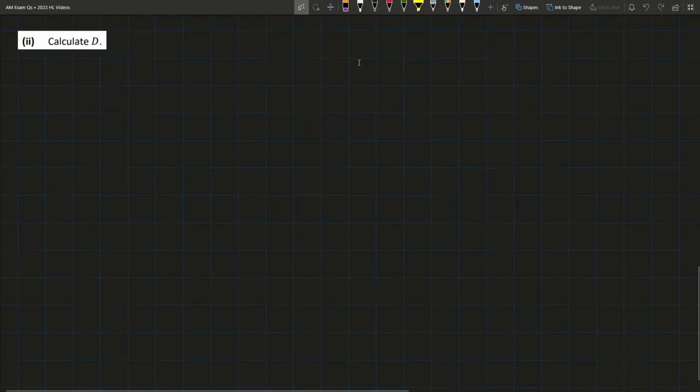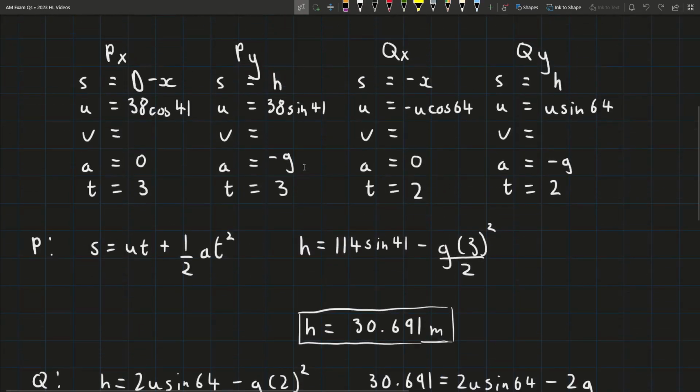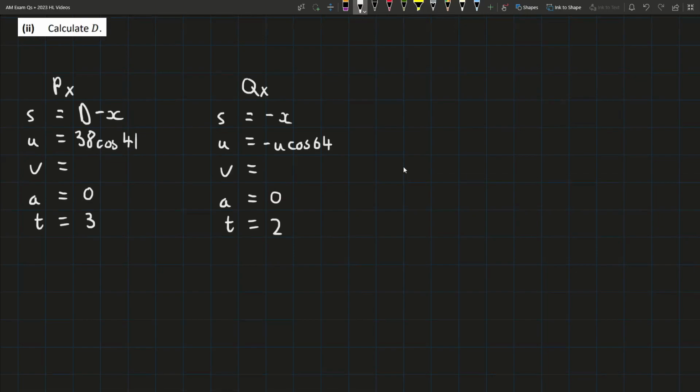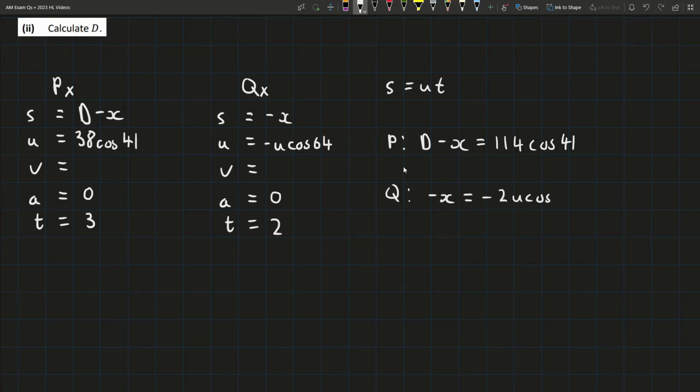Next, we're asked to calculate d, so we can go back up to our equations, and we can look at the x directions now, because they're the ones that have d in them. So I'm just going to copy them down there. For these ones, because there's no acceleration, the equation will actually just be s equals ut, because then plus a half at squared, a is 0. So we'll do that for the p. So we'll have d minus x equals 114 cos 41. And then for q, we'll have minus x equals minus 2u cos 64.